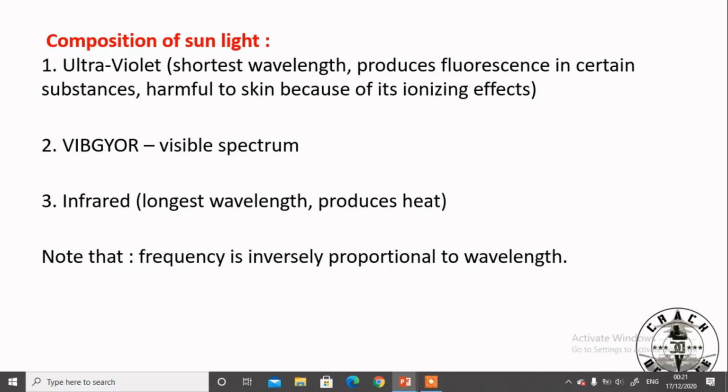Then we have VIBGYOR, which is the visible spectrum visible to our human eyes. Third is the infrared, which has the longest wavelength and actually produces the heat of the sun. An important thing to note here is a very simple point, that frequency is always inversely proportional to wavelength.